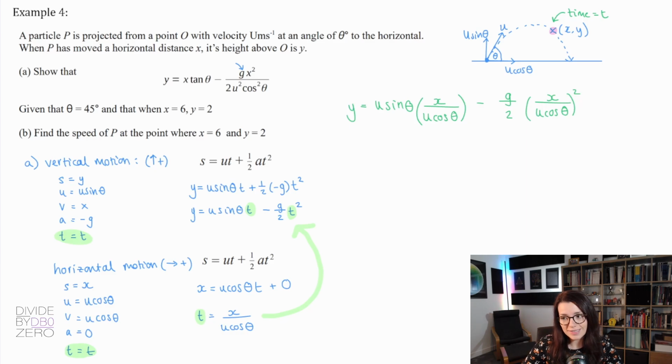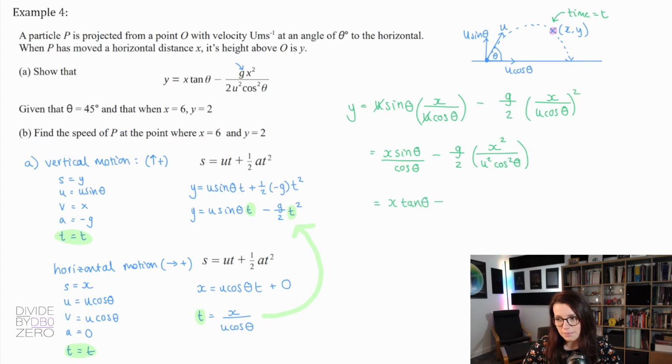Now we can look for things to cancel and simplify. So I can see there's a u there and a u underneath, which will cancel out. This will then become x sine theta over cos theta minus g over 2, and then I'll probably just expand that squared bracket to get this. Now, because sine over cos is tan, that means we get x tan theta minus gx squared over 2u squared cos squared theta, as required.